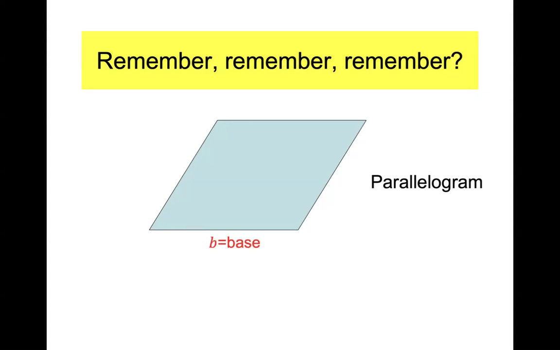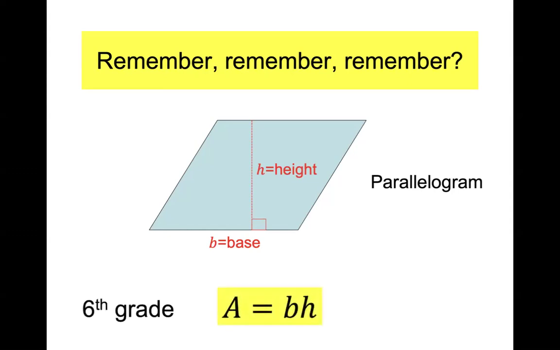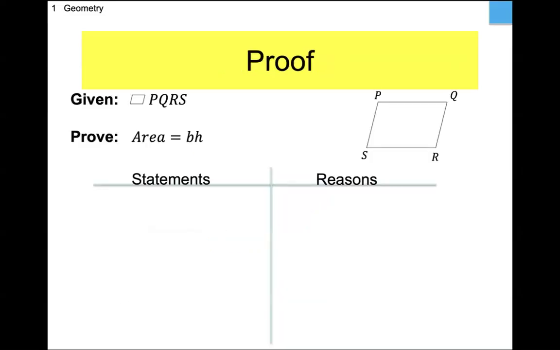I'll just choose the bottom. And the perpendicular distance between the base and its opposite side, we call the height. And in sixth grade, you were told area of a parallelogram is base times height. Great, and that is true. We just have to prove it this year. So let's prove it real quick. All right, so you're given the shape and it's a parallelogram, and you're supposed to prove that the area is base times height. Well, I just got a parallelogram there. I have no information whatsoever, so we better do something to get some information.